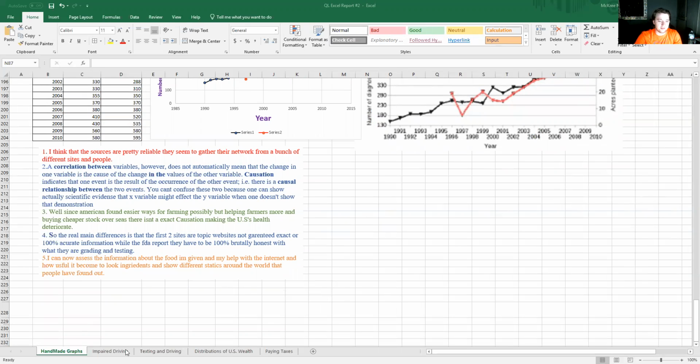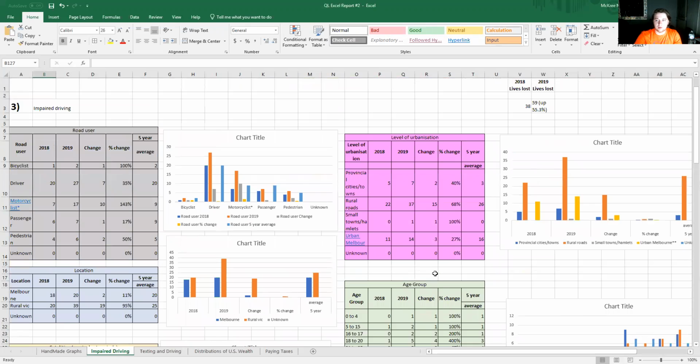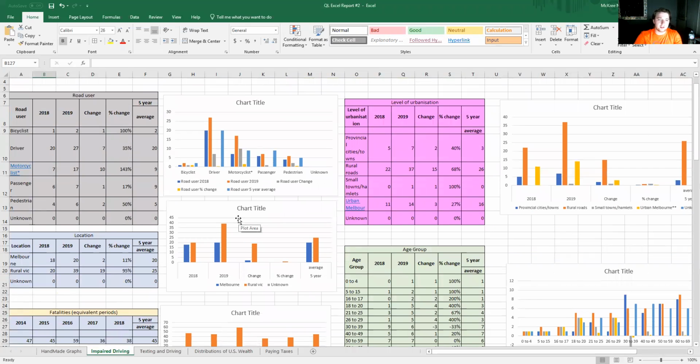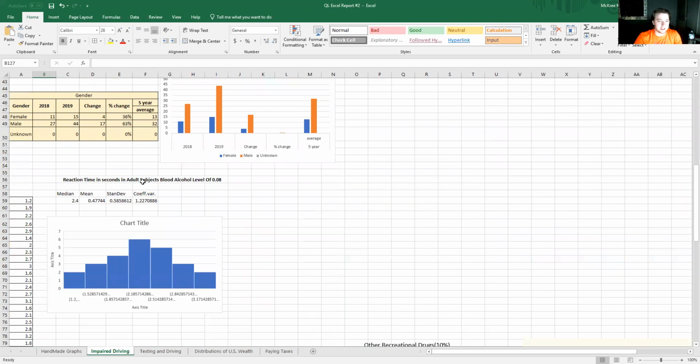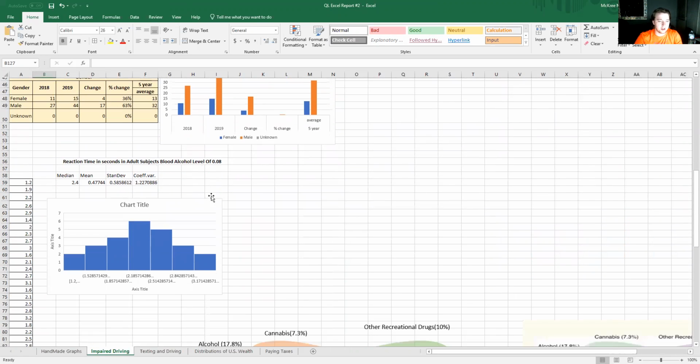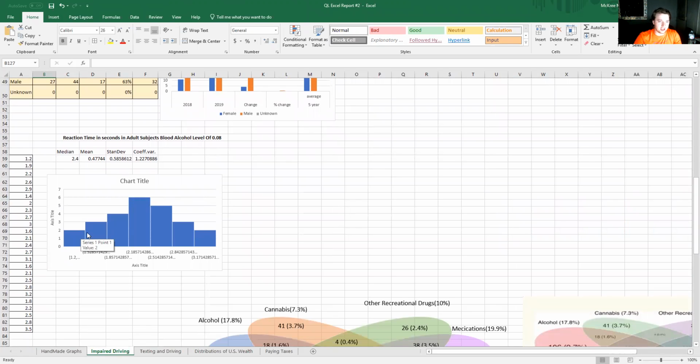Now we're going to the impaired driving tab. Okay, impaired driving. This is showing all the information for people who've been in accidents, whether they've been on city roads, rural roads, small towns. It shows all the information just from crashes: bicycle, driver, motorcycle passenger, pedestrian. Reaction time in seconds, adults, subject, blood alcohol. So showing your reaction time when you have how much alcohol is in your system.